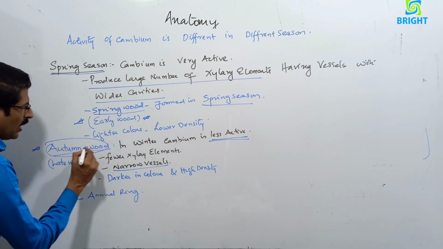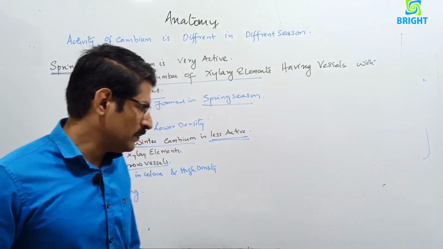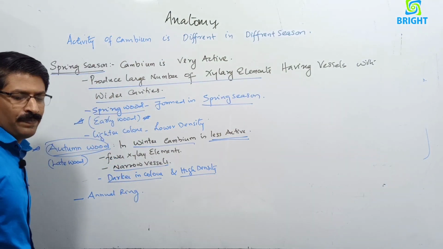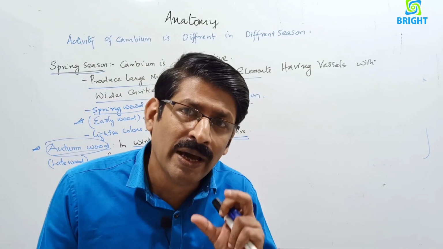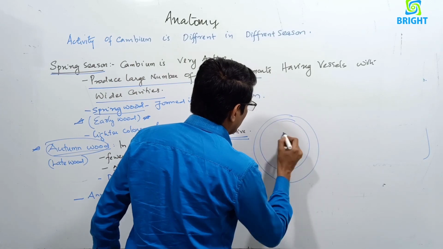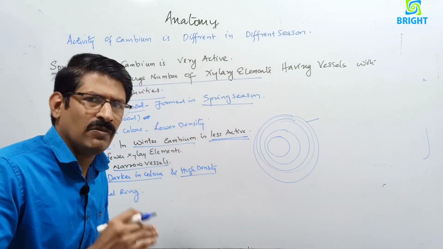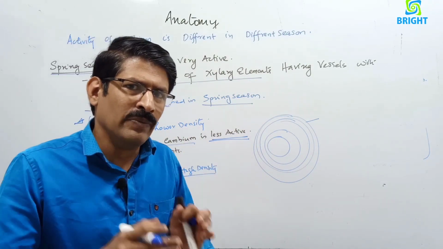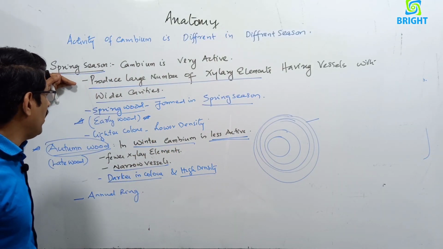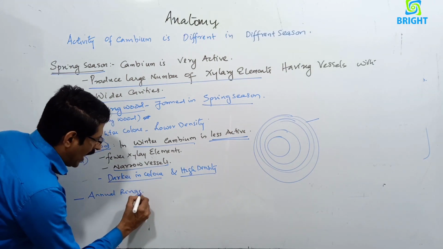So autumn wood is a result of winter cambial activity and it is called late wood. And the autumn wood is dark in color and high density. So when we cut a tree, there are concentric rings present. The first ring is with a darker color, another is with a lighter color, again darker, lighter. This is due to the presence in a year of spring wood and autumn wood alternately arranged, and this is called an annual ring.